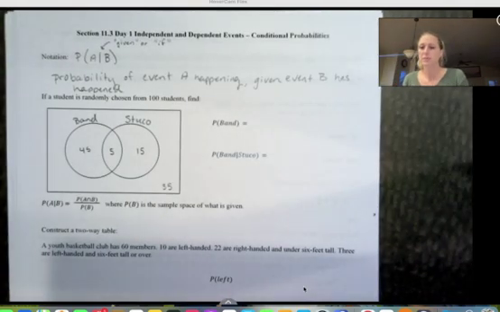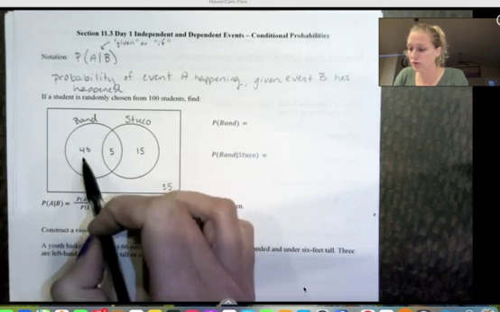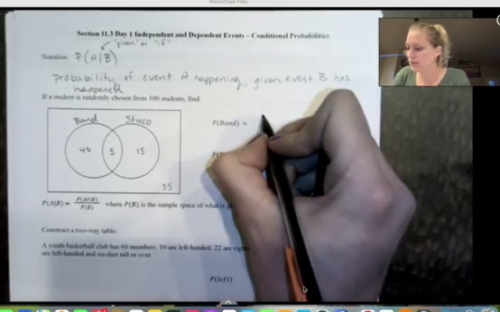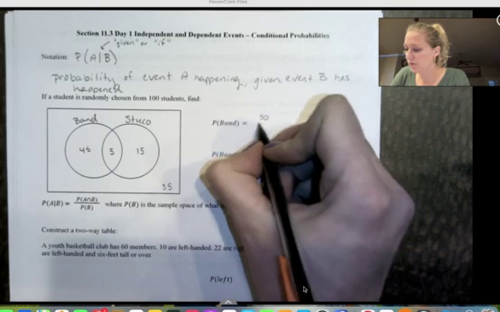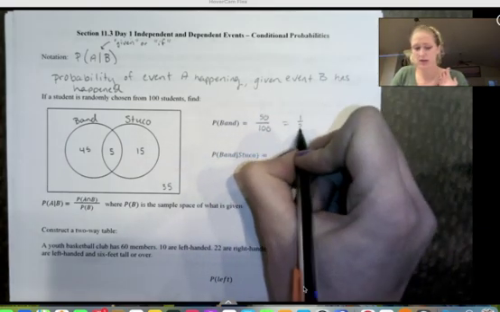We want the probability that a student is in band, randomly chosen from this group of 100. So band, there are 50 total, 45 and 5 there. So we have 50 out of the total 100, which simplifies to 1/2.